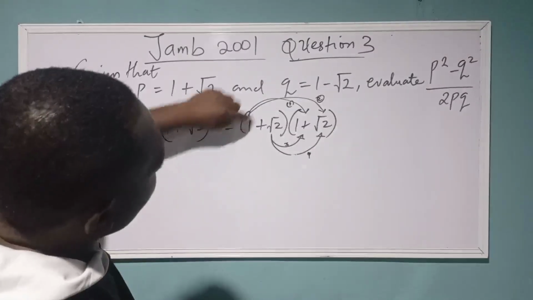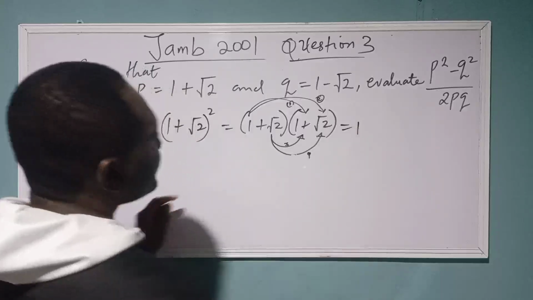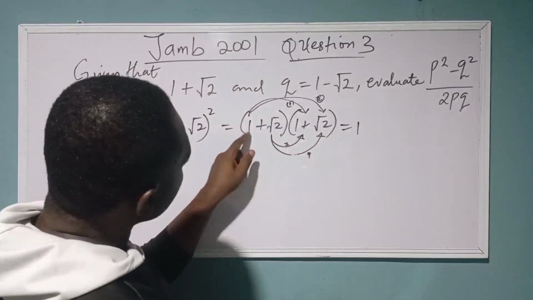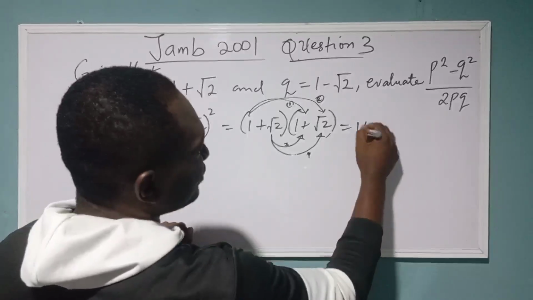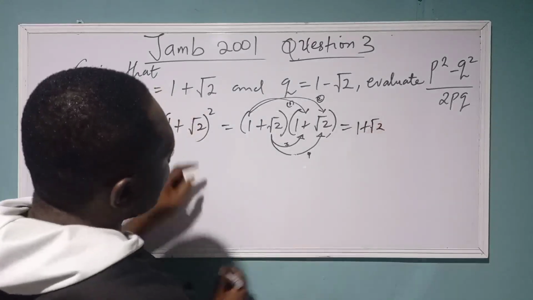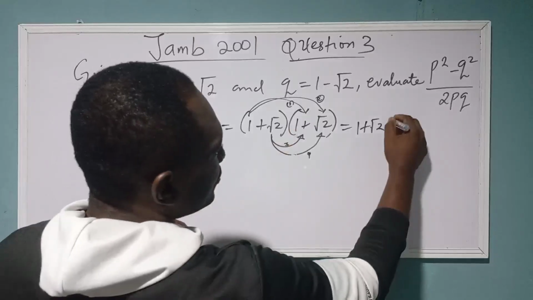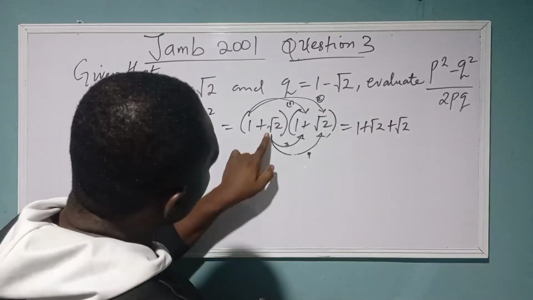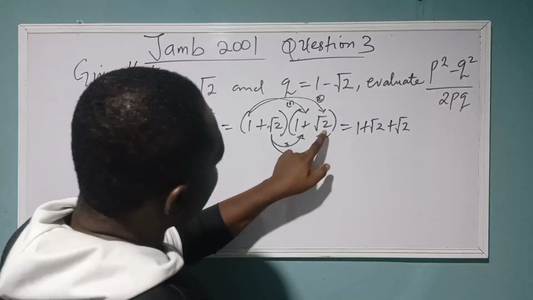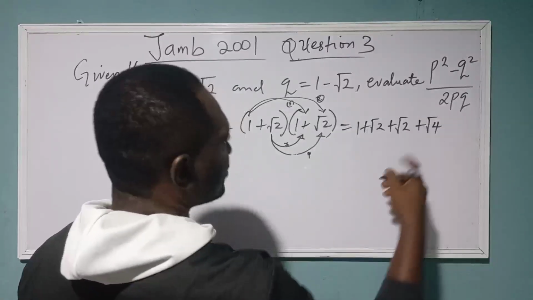Step 1 is going to be 1 times 1, and that's going to give us 1. Step 2, the same 1 times positive root 2, it will still give us positive root 2. Now step 3 is positive root 2 times 1, it will still give us positive root 2. And step 4 will be positive root 2 times positive root 2, so it will give us positive root 4. Don't worry, we're going to handle that.